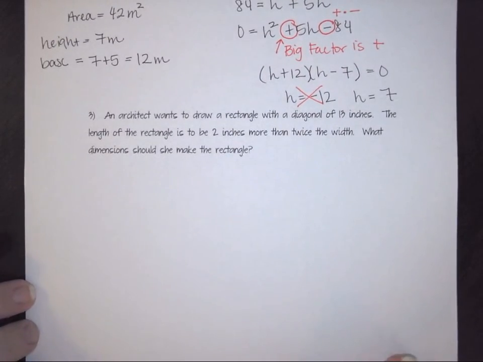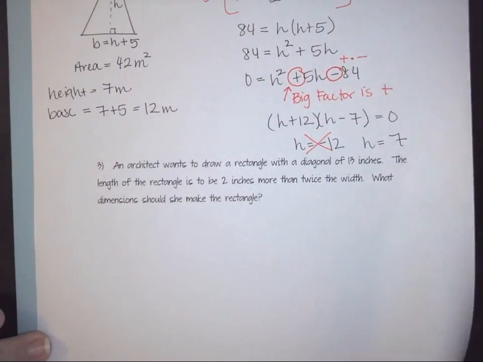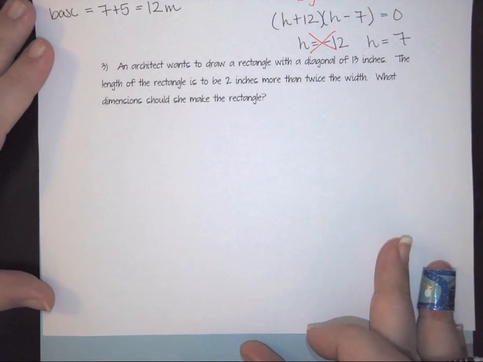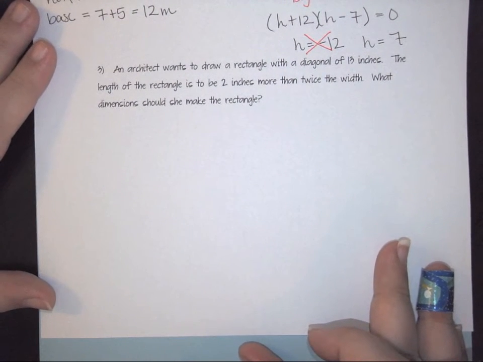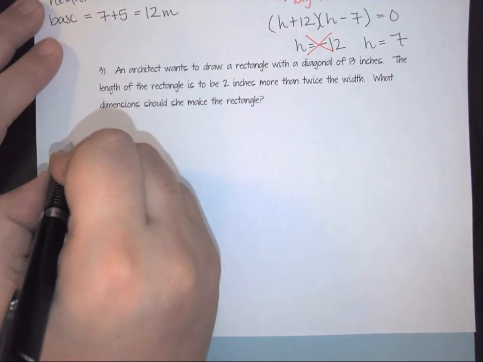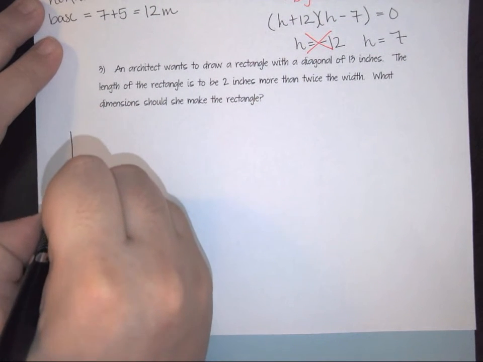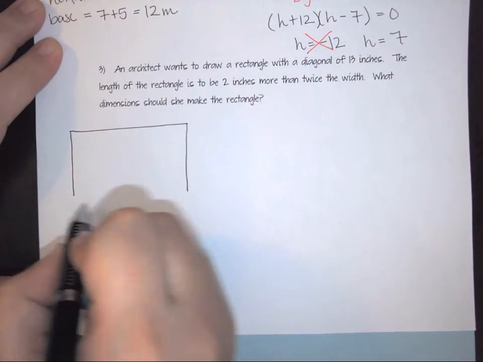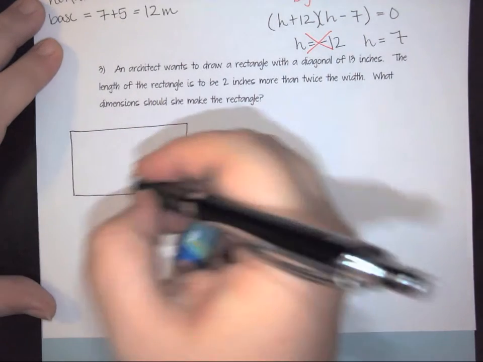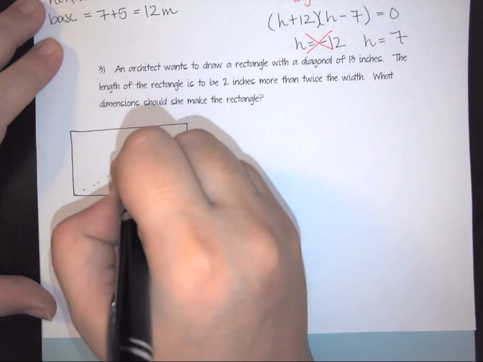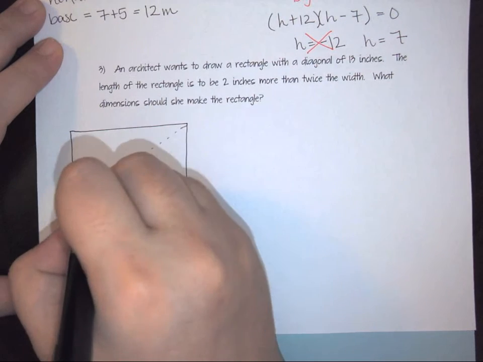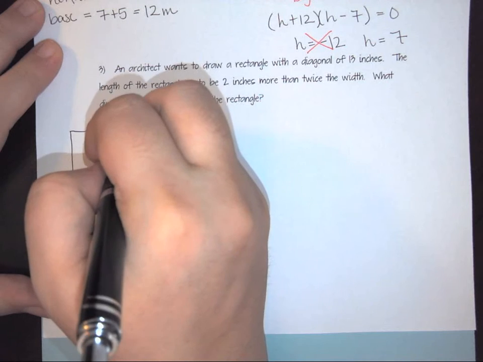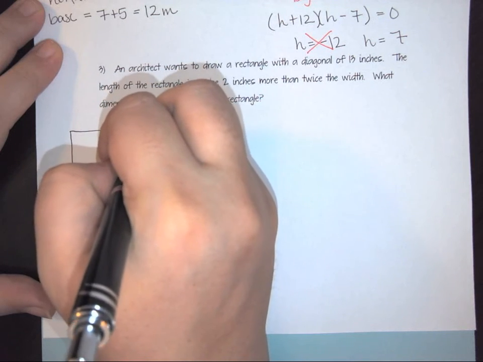Okay, let's look at one more. An architect wants to draw a rectangle with a diagonal of 13 inches. So first, what does that mean? Here we're going to have a rectangle, kind of like this one. We don't know anything about it yet, but we do know that it's going to have this diagonal here that cuts, and it is supposed to be 13 inches.